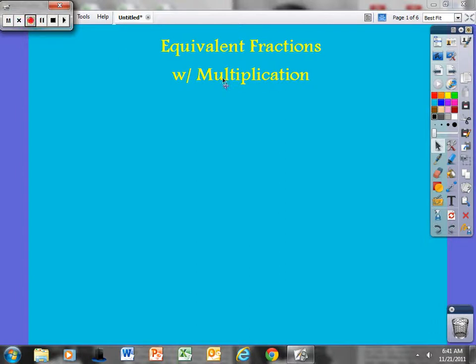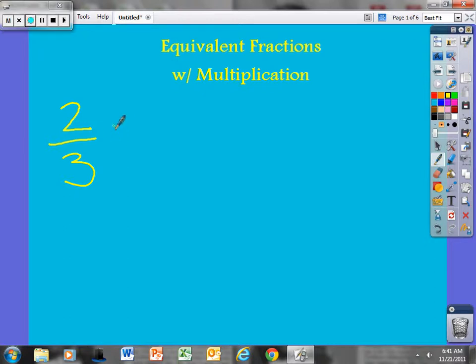A little bit of review from today's lesson on equivalent fractions. First I'm going to do some equivalent fractions with multiplication. We talked about two different methods today: multiplication and division. So I'm going to start with a fraction that's already in simplest terms, 2/3. I want to create an equivalent fraction to 2/3.